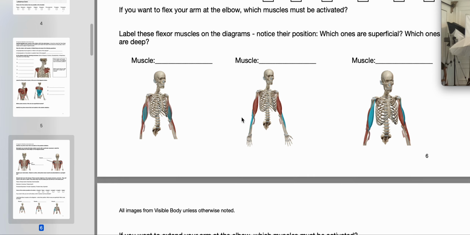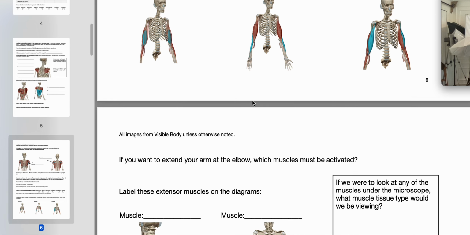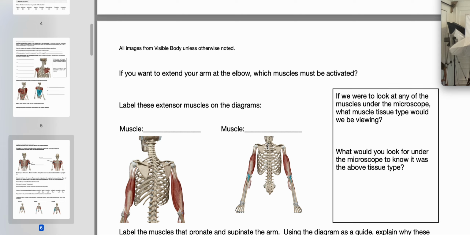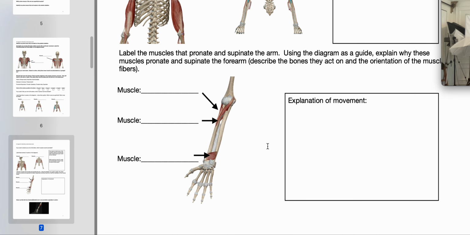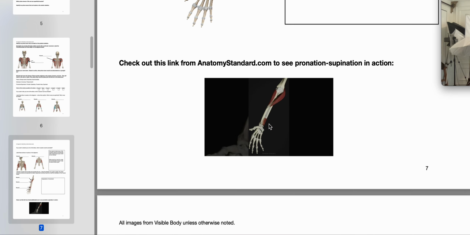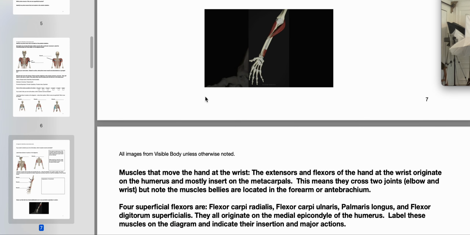We're going to give you opportunities to label these muscles in diagrams that you can find in Visible Body. So you're going to work through those and you'll get all the way to here. There are some video links through Anatomy Standard, but I think there's some trouble with the links coming through on the PDF with Blackboard. It is not the end of the world, but if you want to see them and the links aren't working, you can just Google Anatomy Standard pronation of the arm and it should pop right up for you. It's just a really nice visual to see how the muscles are shortening and rotating the bones over each other.